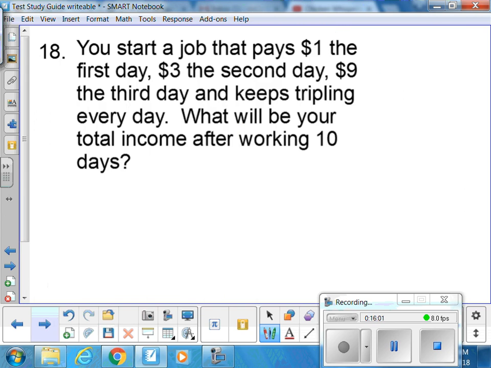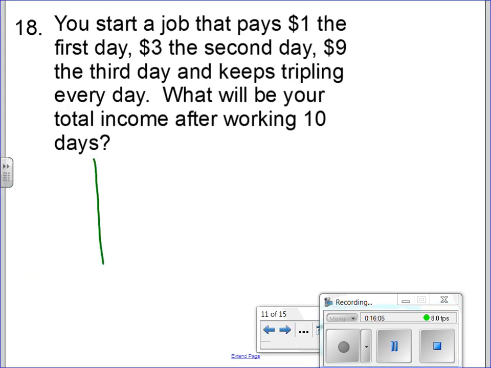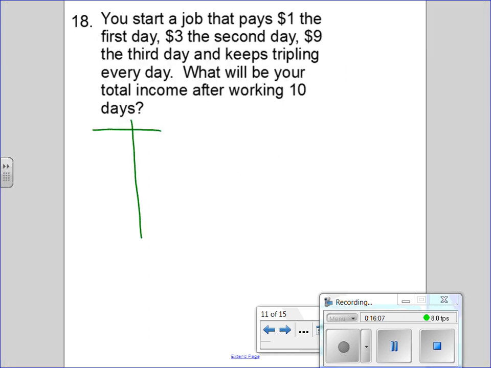All right, you could definitely do this one in a chart, a 10-day chart. Probably not the quickest way, but that's one way of doing it. So this would be days and dollars. You started a job that pays $1 on the first day. You're probably disgruntled and ready to quit.